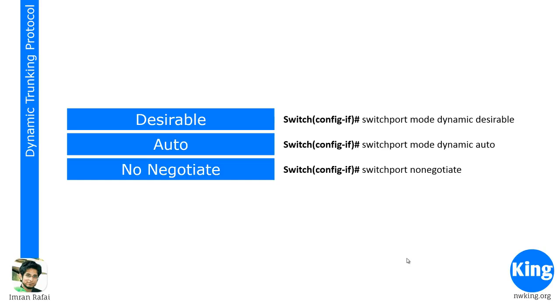In DTP, there are three modes, or rather there are two modes, dynamic desirable and dynamic auto. And the third thing that you see here on screen is nonegotiate. That is a way to disable DTP. So let's start from the top.